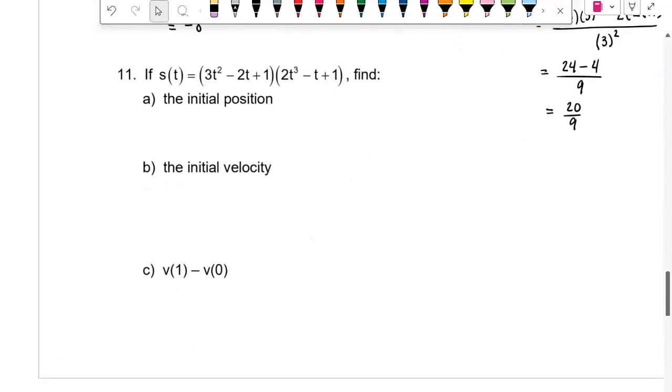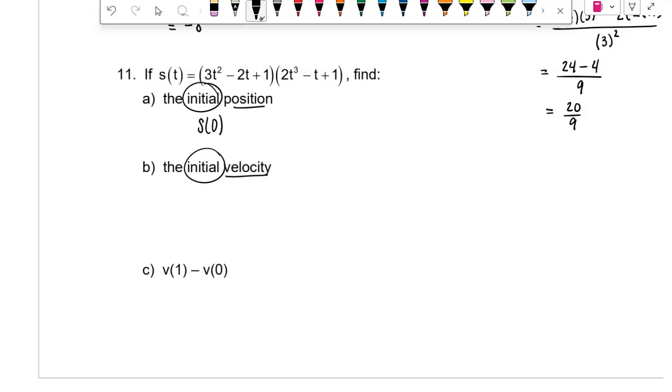And last but not least, number 11. So in here, we have to find the initial position, the initial velocity, and then v of 1 minus v of 0. Whenever you're finding the initial position, you're finding when t is 0. That's what initial position is. And initial velocity, you're just finding when t is 0 for both of those.